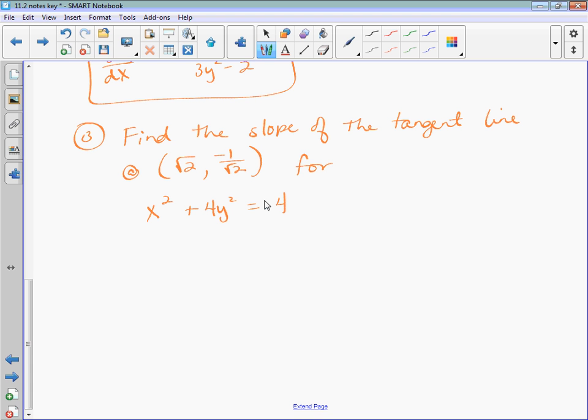Do you want to try or do you want me to walk you through it? Okay, try it. You can do each other. What does your brain tell you when you see slope of the tangent line? That should automatically be like, oh, I need to find the derivative. So start there.